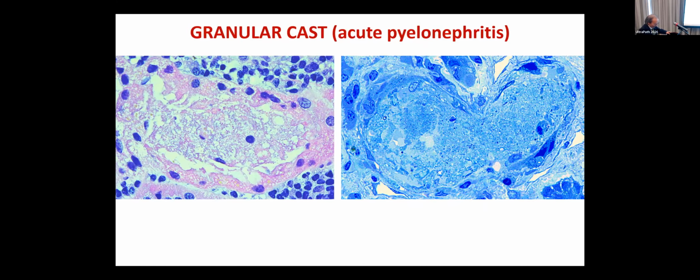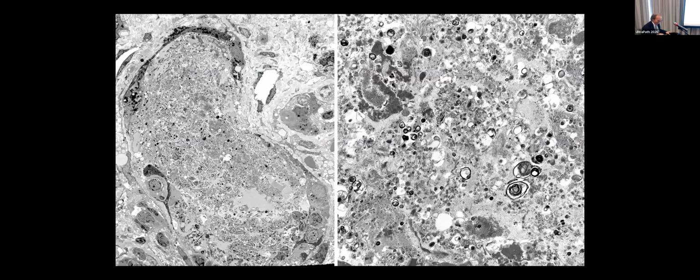Another type of cast that we can see is the granular cast. Basically, it represents the situation in which there is extensive degeneration of the neutrophils. Now, we don't see cellular structures anymore. We see granular material, accounting for the name granular cast. And here is the thick section. Let's see how electron microscopy would look. And here's what we see.